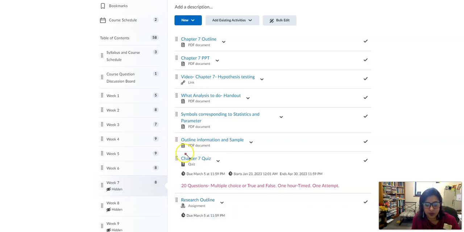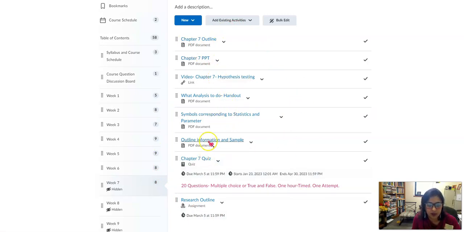So I'm going to put a rubric right over here that you will use to grade the outlines that you submit, and those are for 5 points. You also have your quiz, which is for 20 points. It's again multiple choice, true and false, 1 hour time, and 1 attempt. That is from your hypothesis testing. So this is all that is there for this week. Once again, chapter 7 outline, PowerPoint, video, and then you have your quiz.